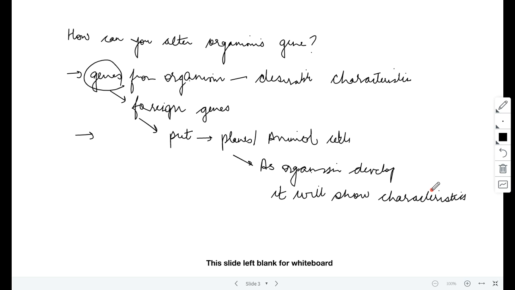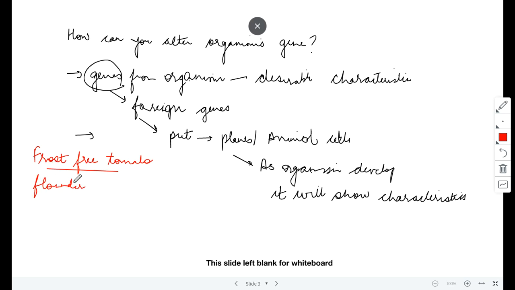Clear? So now, if you have heard, there are frost free tomatoes. Now what is that, do you know? I'll explain to you. There is a fish, we call it the flounder. Okay, the name of the fish is flounder.